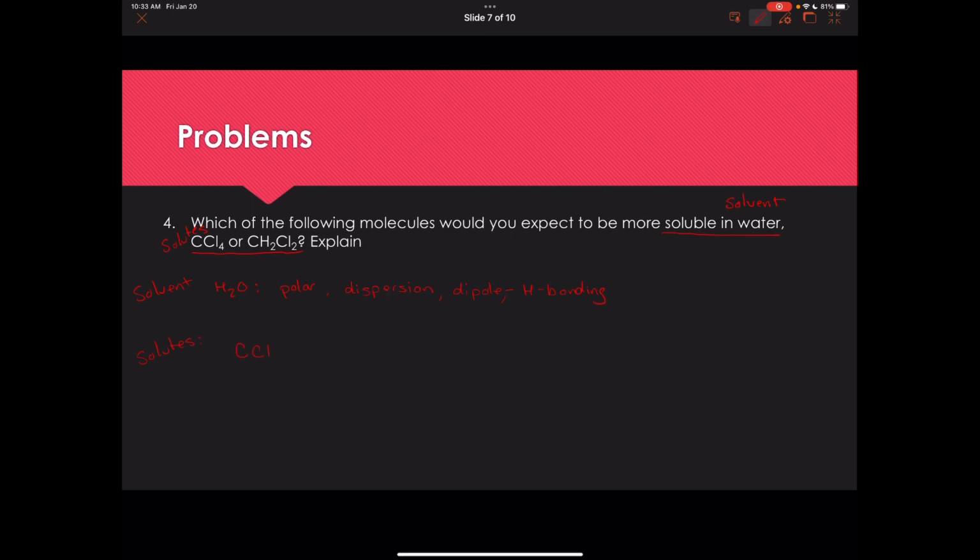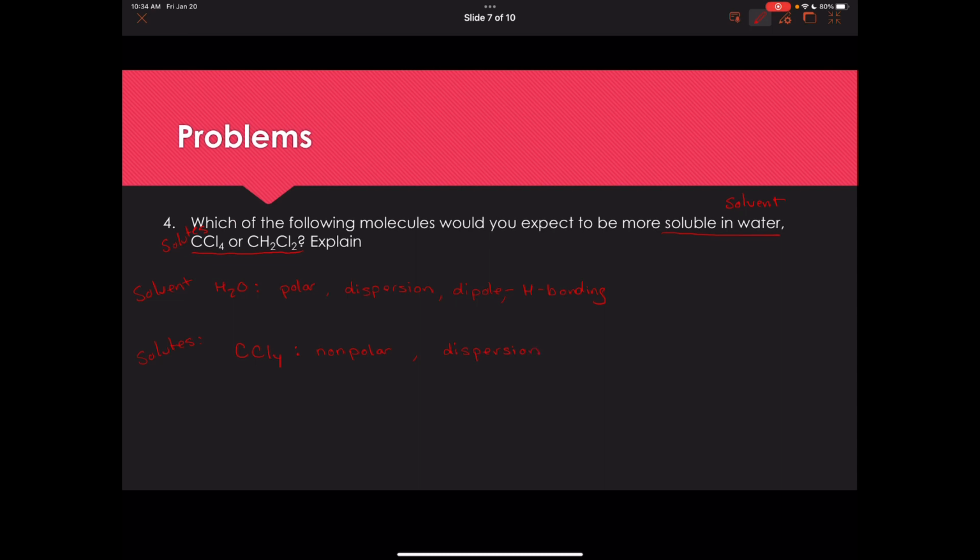If we look at our potential solutes, if I have a CCl4, we could draw that out. We've got carbon with single bonds to 4 chlorines. All of carbon's 4 bonds are chlorines, which means it's going to be symmetrical. All the corners are the same. So that's going to make that molecule nonpolar. So as a nonpolar molecule, its intermolecular forces are dispersion only.